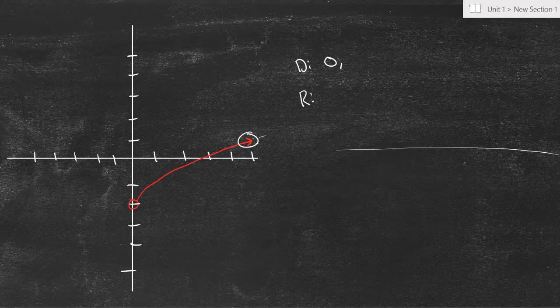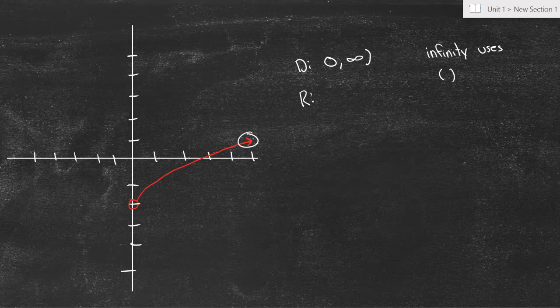This line could continue forever. There's still going to be points. So it's going to be 0 to infinity. And now you need to know that with infinity we always use parentheses. So let me write that out. Infinity always uses parentheses, negative or positive infinity. Okay, so now 0, is that going to be in a bracket or parentheses? Well, I see it's an open circle, so we're going to have parentheses.